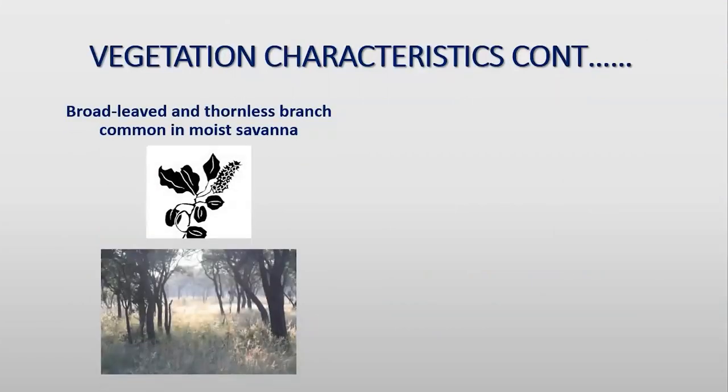Now let's look at vegetation characters a little bit more detailed. I mentioned that they tend to be in the moist savanna. The leaves tend to be broad-leaved, more than 2 centimeters wide, and the branches are usually thornless, as indicated in the diagram there, and typical of your moist savanna shown in the photograph, where it's basically an equal proportion of grass and trees, and typical species that are more broad-leafed are the bush willows.